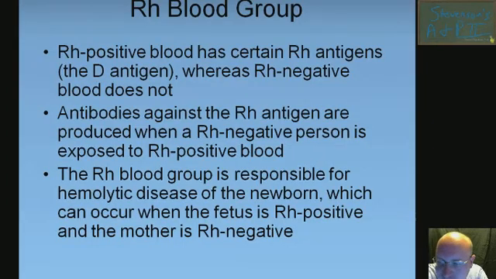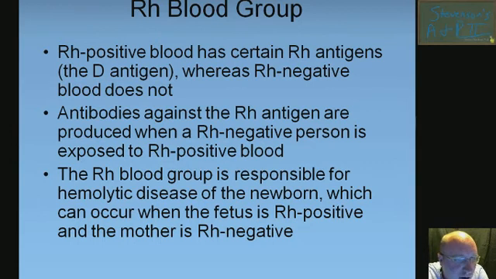Okay, Rh positive blood has certain Rh antigens, including the D antigen, whereas Rh negative blood does not. Antibodies against the Rh antigen are produced when an Rh negative person is exposed to Rh positive blood. The Rh blood group is responsible for hemolytic disease of the newborn, and that is why the RhoGAM shot is given to those that don't have the matching correct combination of the Rh positive and Rh negative mother to fetus combination.